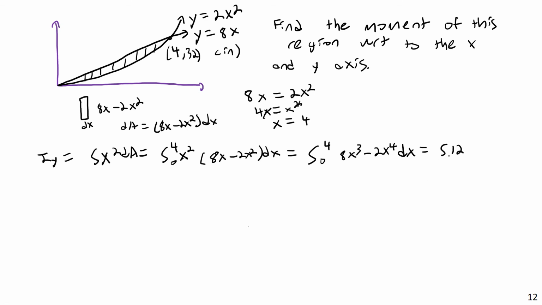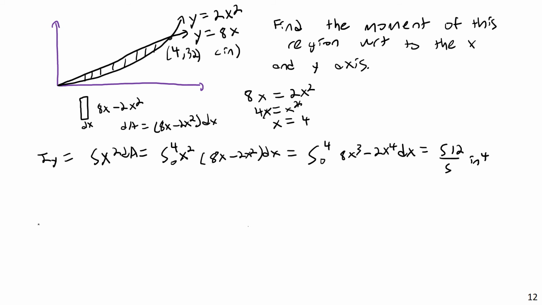So this would come to 512 over 5 inches to the fourth power. 8x to the third minus 2x to the fourth, and then this evaluated from 0 to 4.